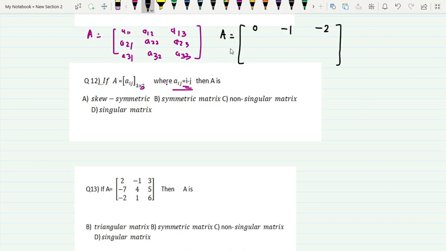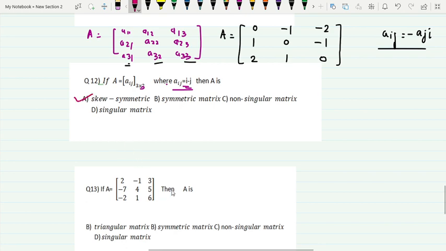Then it is 2, 1: 2 minus 1 gives us 1. 2 minus 2 gives us 0 and 2 minus 3 gives us minus 1. Then 3 minus 1, that is 2. 3 minus 2 is 1 and 3 minus 3 gives us 0. All diagonal elements are 0 and here it follows Aij is equal to minus of Aji. Therefore this matrix is a skew symmetric matrix.